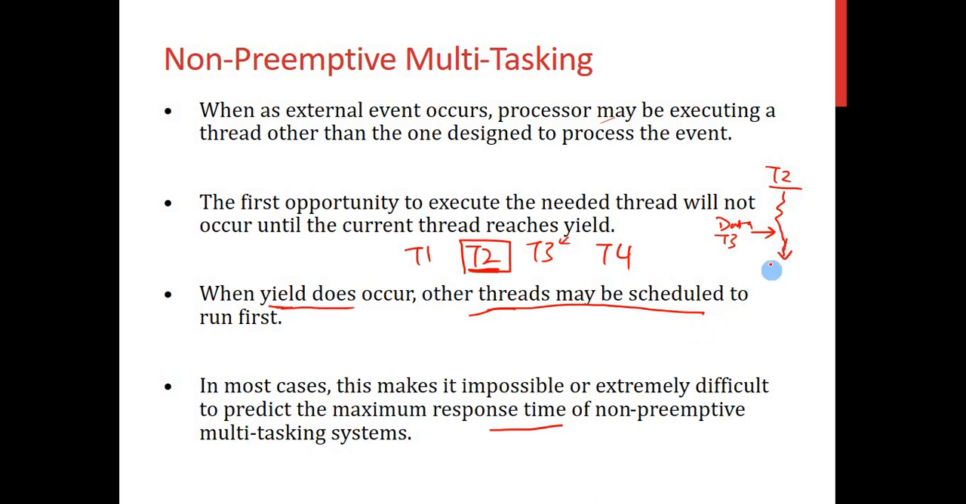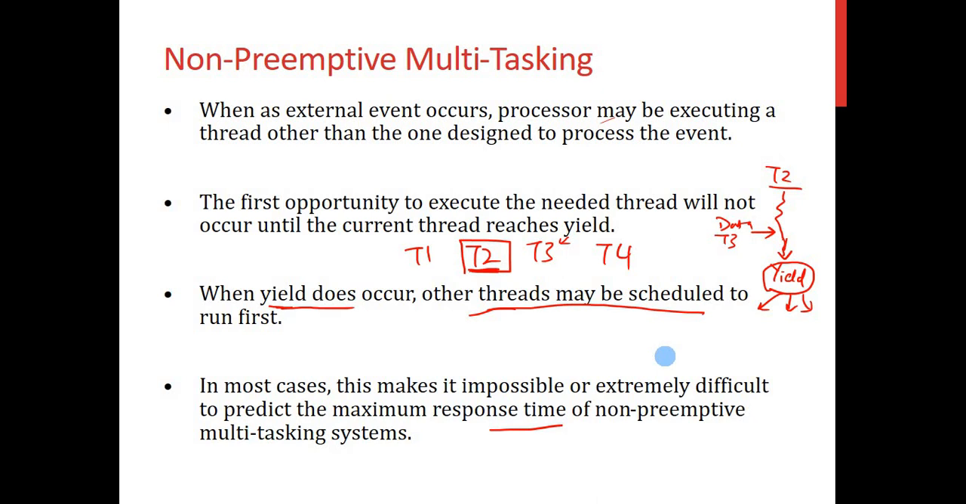But when T2 calls the yield function, where will the OS switch to? Will it switch to task 1 or task 3 or task 4? It's a bit difficult to say because we need to look at how the OS determines the next task, and in most cases it will probably choose the task with the highest priority. So even though the data came in for task 3, if task 1 is higher priority, then maybe I will switch to task 1.